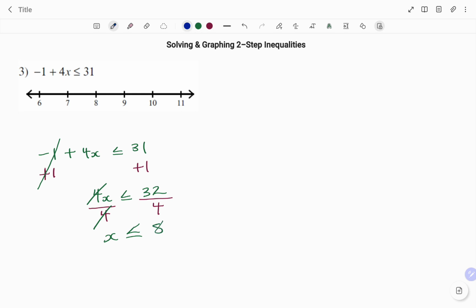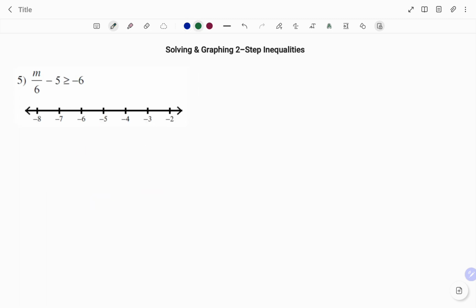Now, going back to graph on the number line, I have values starting from 8, and because of the equal sign under my less than, I'm going to have a filled circle, and what that means is the value of x starts from 8 and is less than 8, but 8 is also included. So I have that going towards my negative left direction as shown. Let's look at the last example.